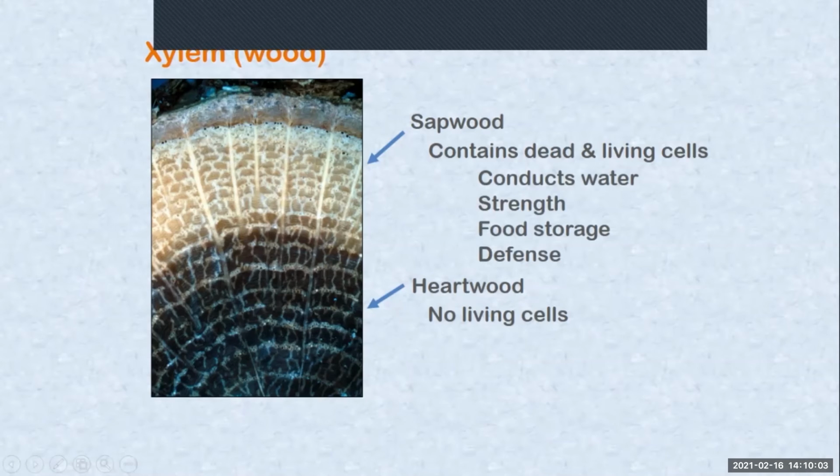So most of the function of xylem occurs in the sapwood. That's where the water conduction occurs. There's strength, there's food storage. The food is stored in the living cells in here. The heartwood, mainly, is non-conducting. It doesn't store any food. It mainly is providing strength to the tree.